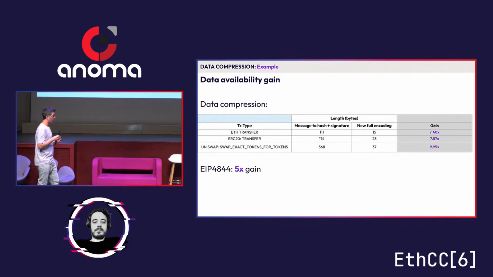So what is the gain? If we apply data compression, for the Ethereum transfer the gain is about 7.5x, for the ERC20 token transfer as well, and for the swap on Uniswap it's about 10x. So we save a lot over there. And thanks to EIP 4844, we get a 5x on top, at least. I would say that, regarding EIP 4844, it's a very conservative number.